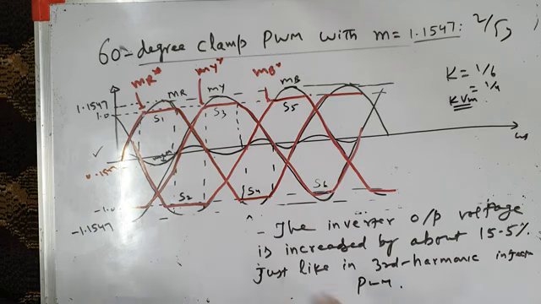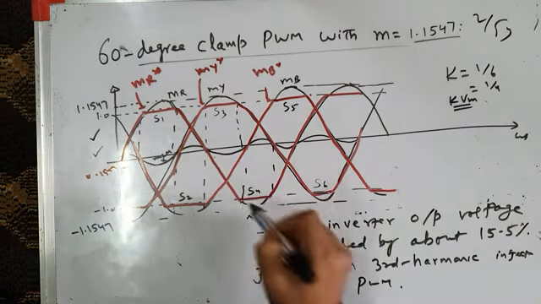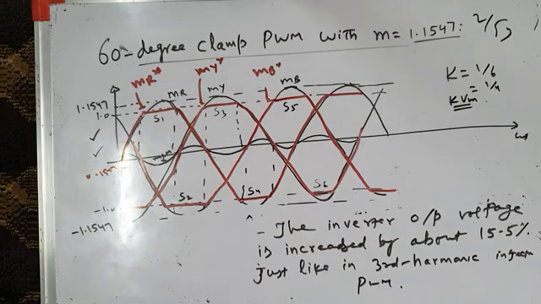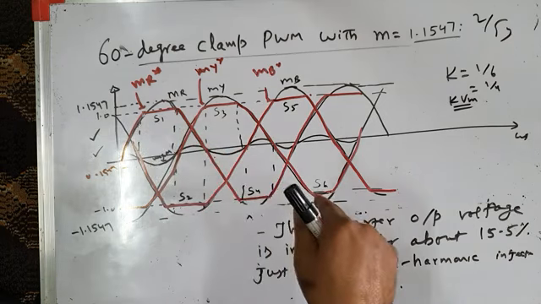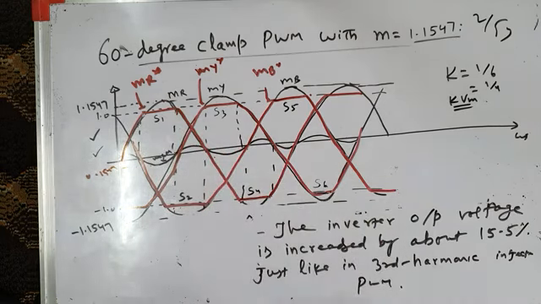So if you have to compare the two 60 degree clamp PWM techniques, if your requirement is that the inverter should produce higher output voltage, you should prefer this 60 degree clamp PWM technique over the previous one. This will reduce the switching power losses because of the clamping of each phase leg to 120 degrees, and simultaneously it will result in increased inverter output voltage, by about 15.5%.